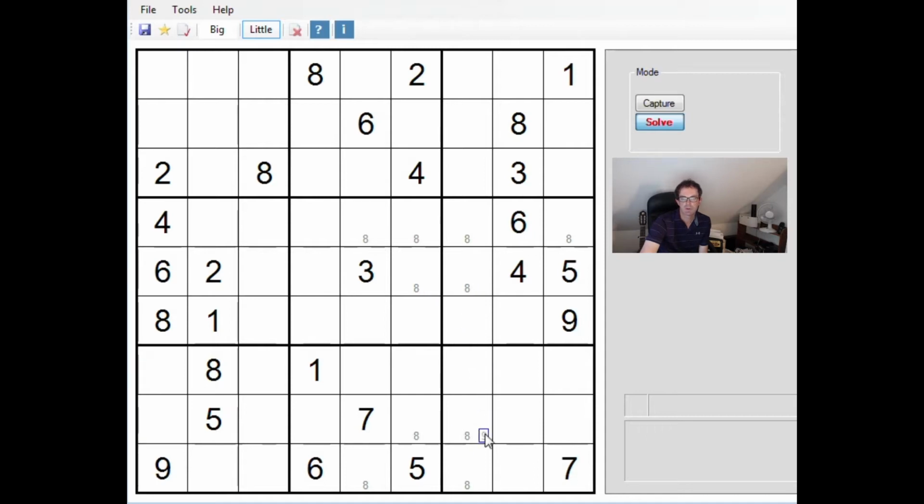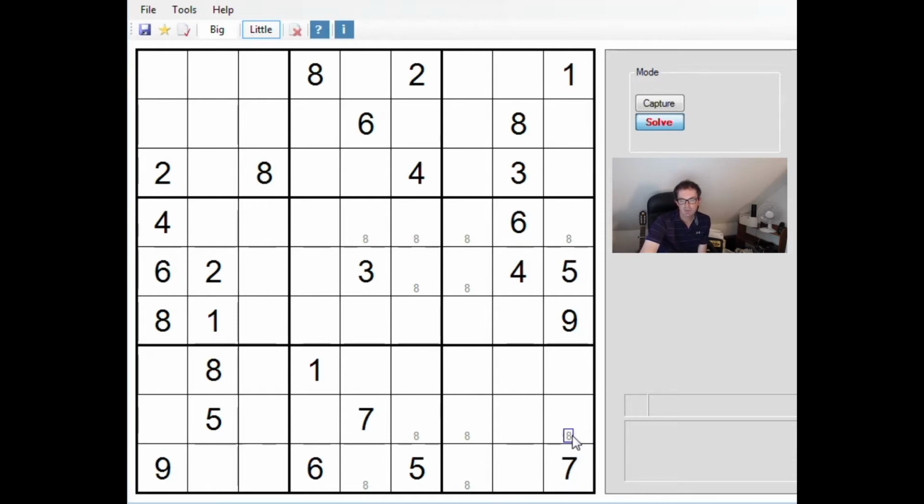So a simple X-wing isn't that hard to spot, but here we have a very interesting arrangement. This is actually, I think, called a finned X-wing, where we have another 8 poking out in this box here. So we nearly have an X-wing, but in this block we have this other candidate for 8. Now, in this situation, we can actually still make progress. And the way to think about this logically is to think about the two possibilities that could exist. So either this 8 will be incorrect, in which case we're back to this position and we can make the eliminations we've just discussed. Or this 8 will be true.